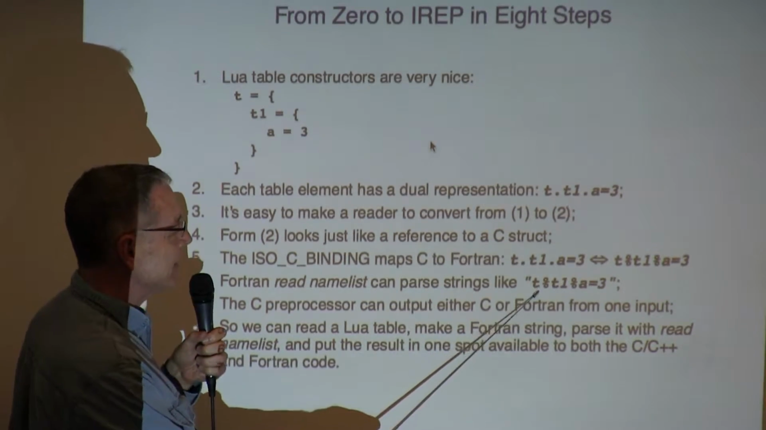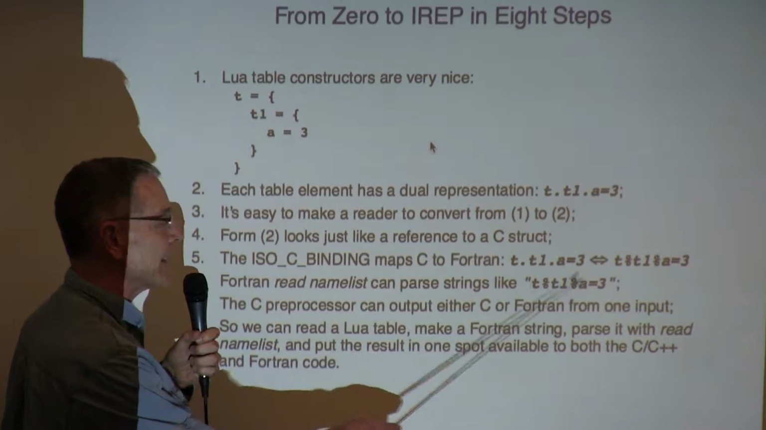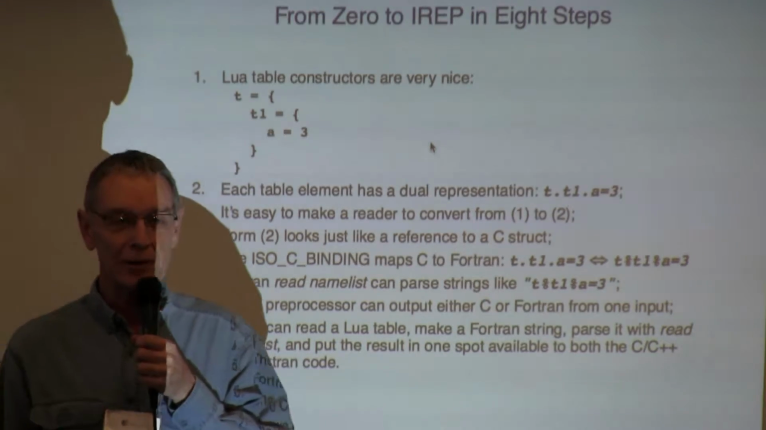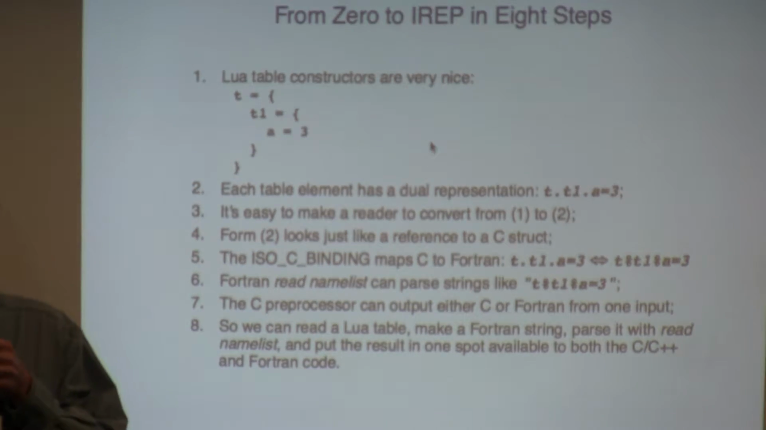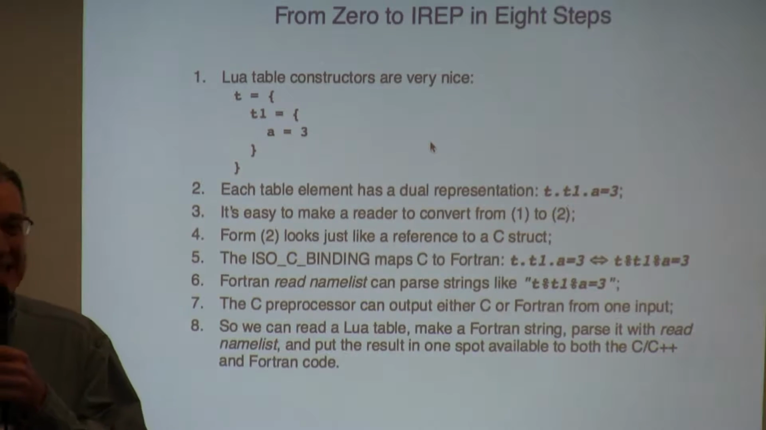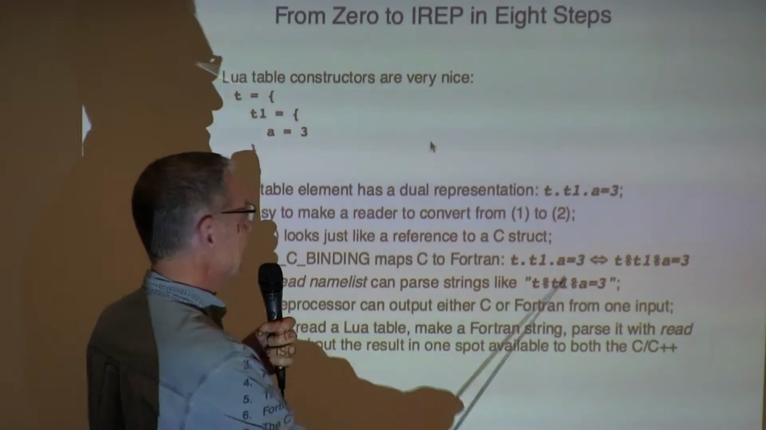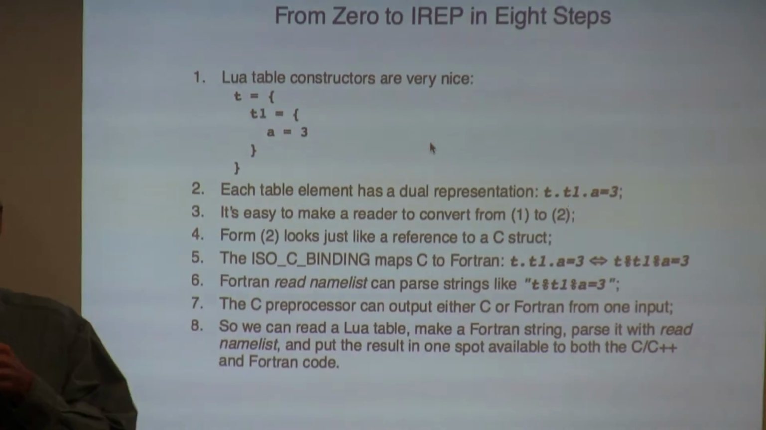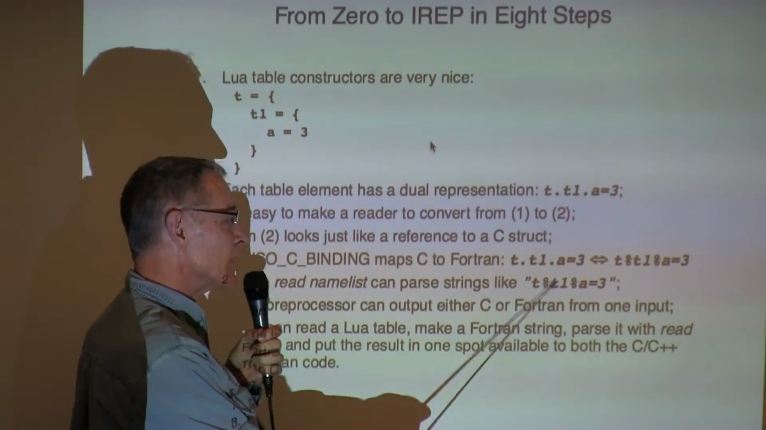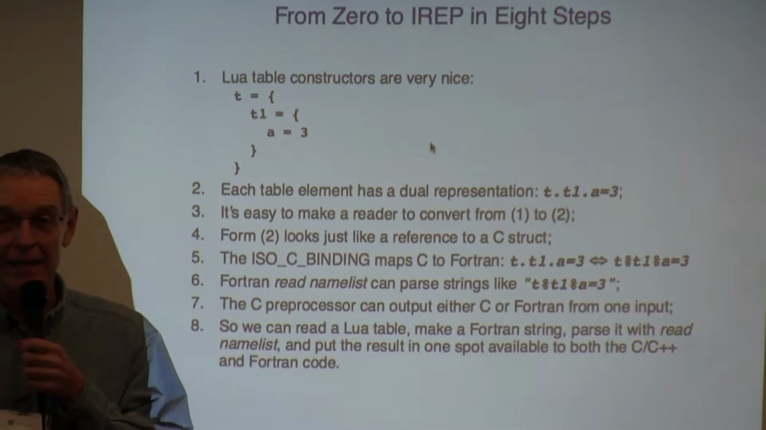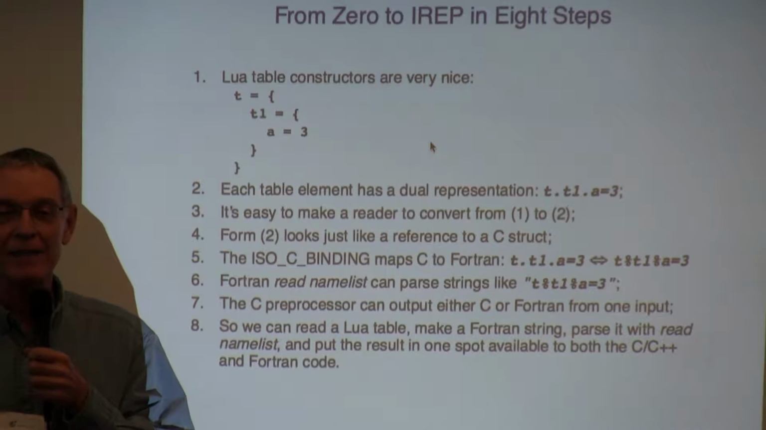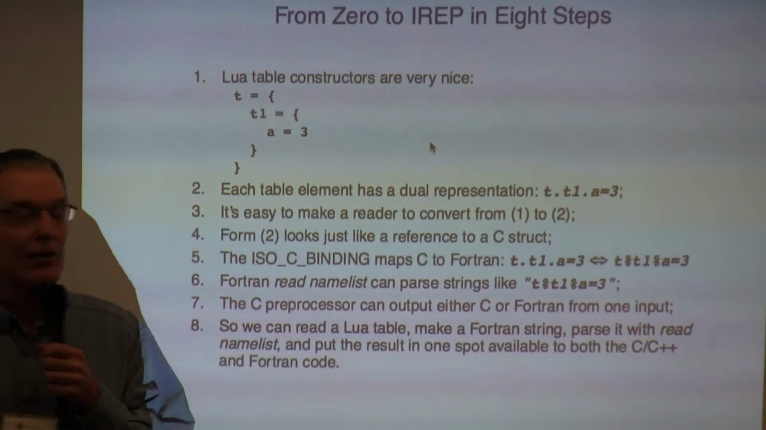It can take the thing on the left-hand side of the equal sign, it looks it up, it says, do I know anything about a type named T? Well, what do you know? I do. Does T have something in it named T1? Well, what do you know? It does. Does T1 have an element in it called A? Oh, it does. What's the type of A? A is an integer. Okay.